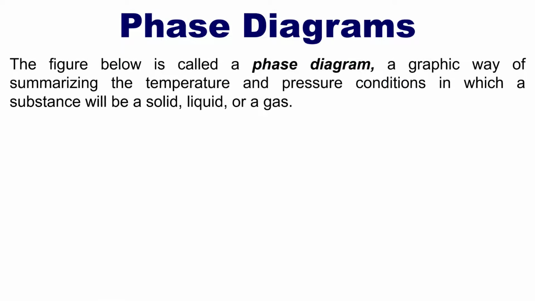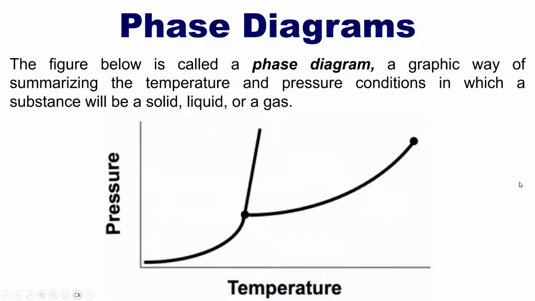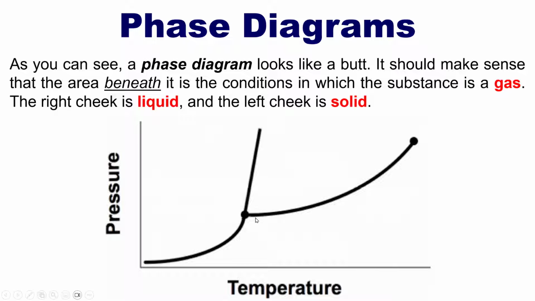So, the figure below is called a phase diagram, which is a graphical way of summarizing the temperature and pressure conditions in which a substance will be a solid, liquid, or a gas. Now, as you can see, a phase diagram kind of looks like a butt. It should make sense then that the area beneath it is a set of conditions at which a substance will be a gas. The right cheek represents the region of temperature and pressure where this substance is a liquid. Super gross, I know. And the left cheek is the region of conditions where this substance is a solid.